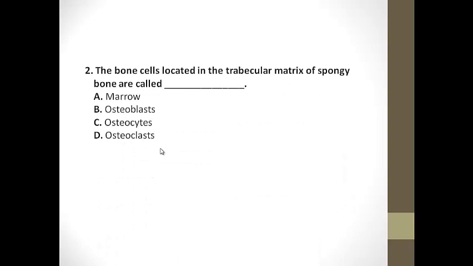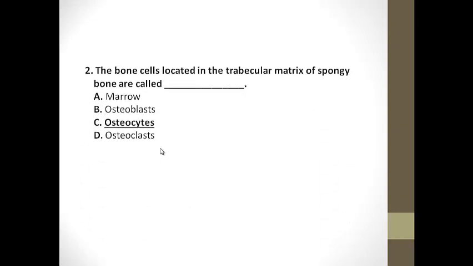Another question. The bone cells located in the trabecular matrix of spongy bone are called marrow, osteoblasts, osteocytes, or osteoclasts. Which of these cells is found in the matrix? Let's give you another minute for that. Hopefully you've answered it by now.